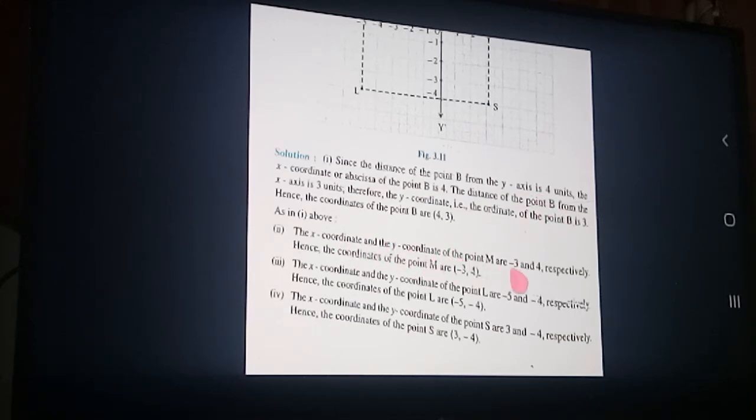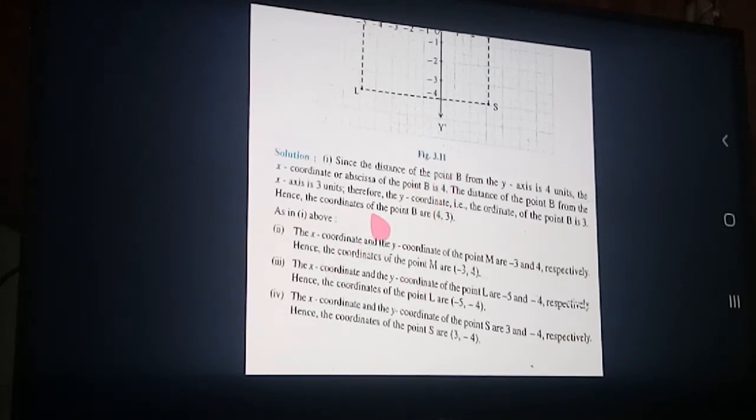So all of you now know well, these solutions I explained and gave: the abscissa, the ordinate, the coordinates of the point B, the coordinates of M, L, and S, all I explained and gave. Okay, you also participated. Now that you know, we will go to the next point.